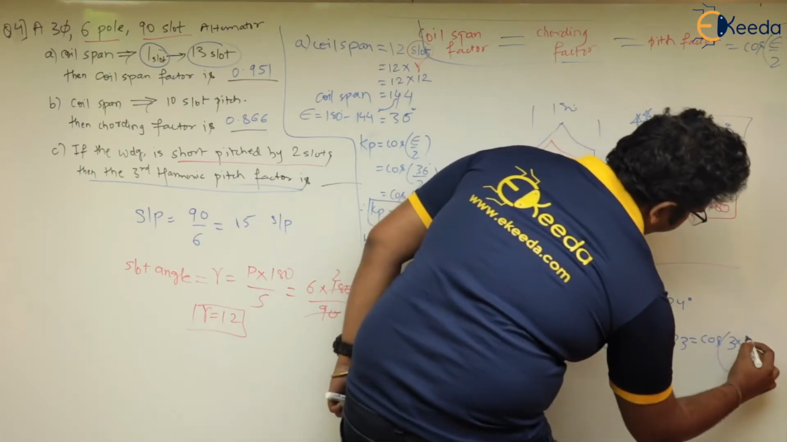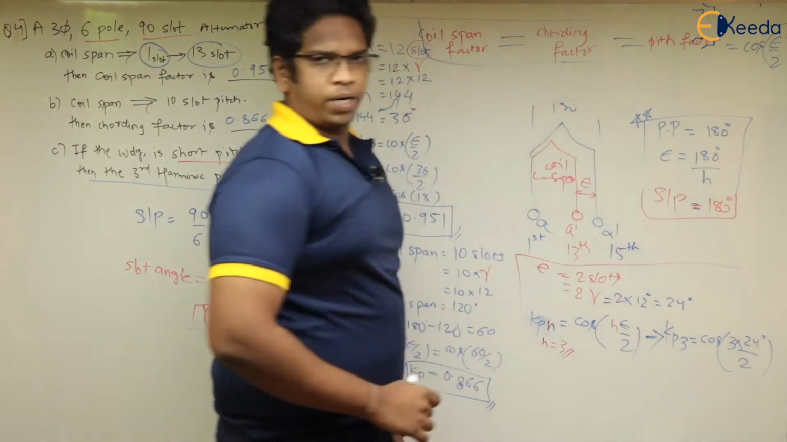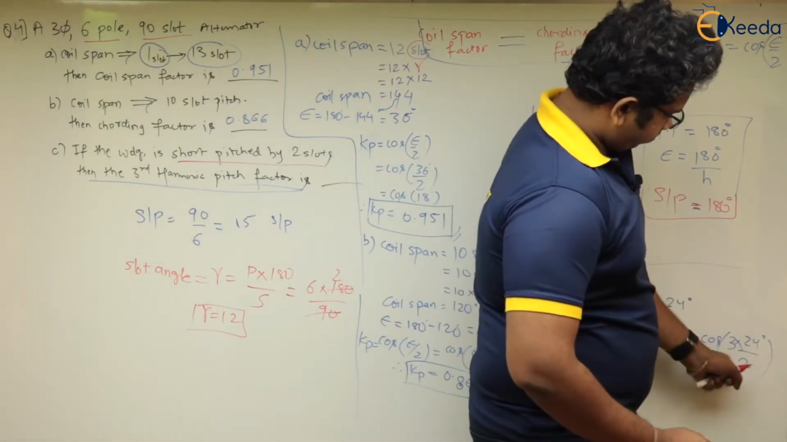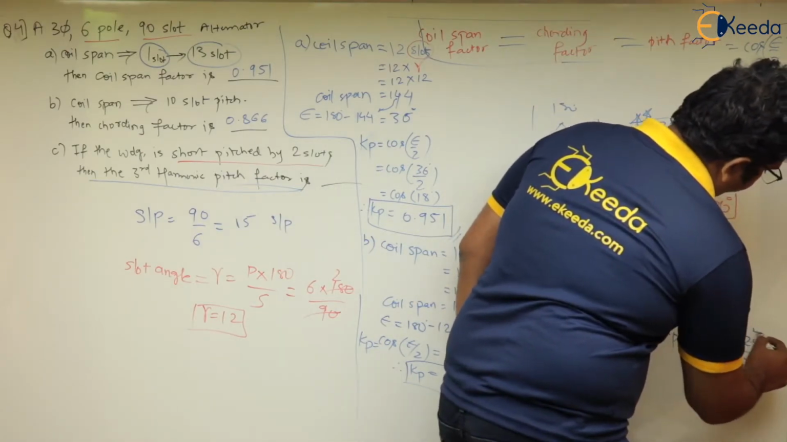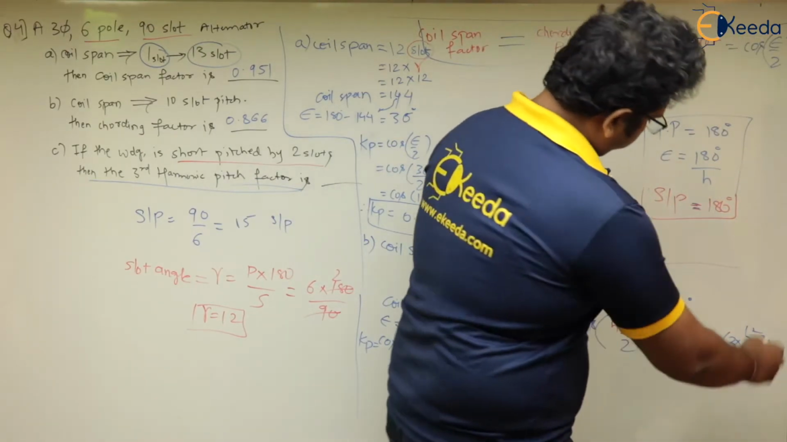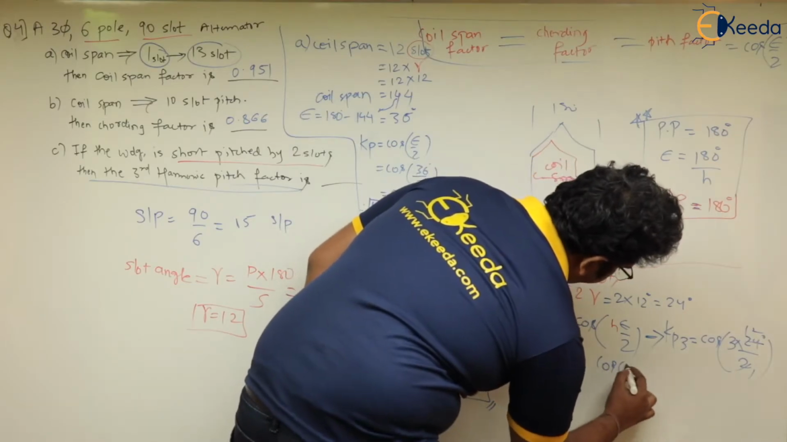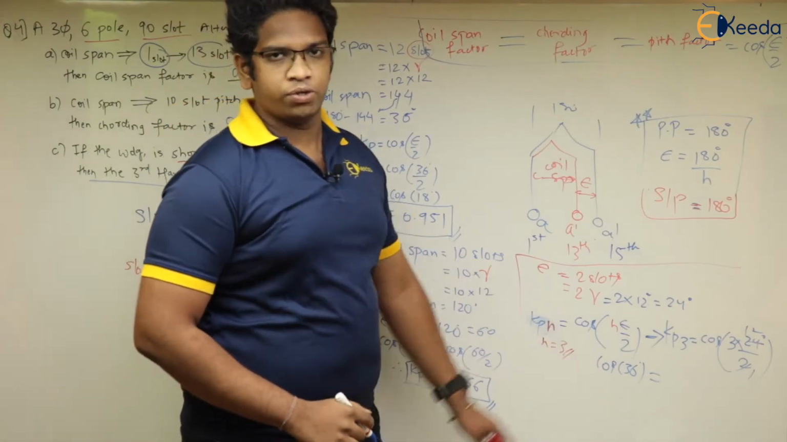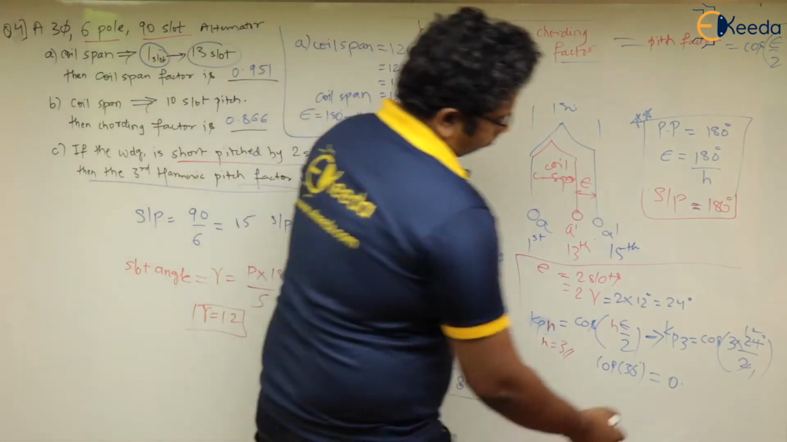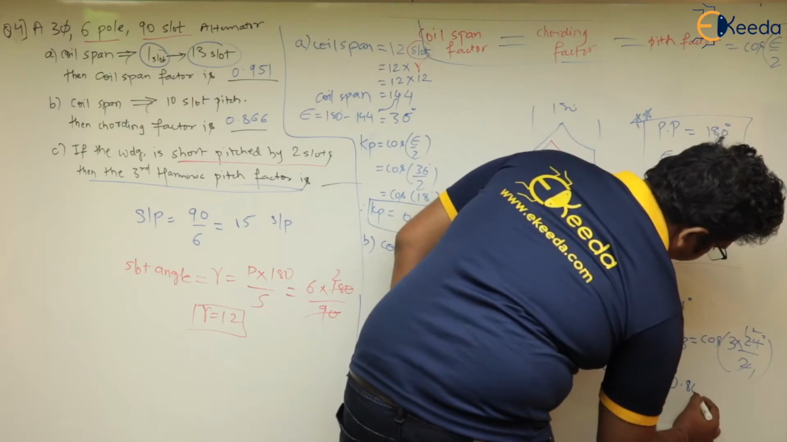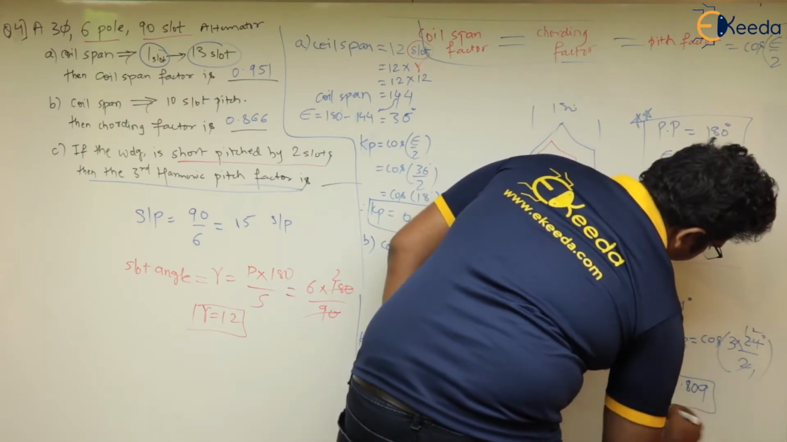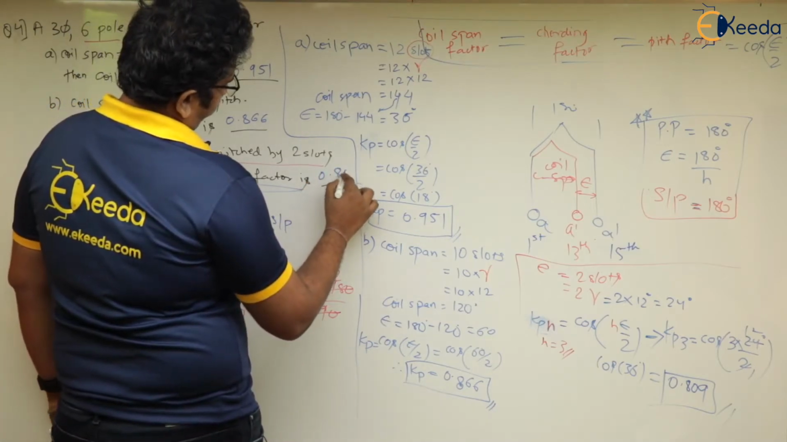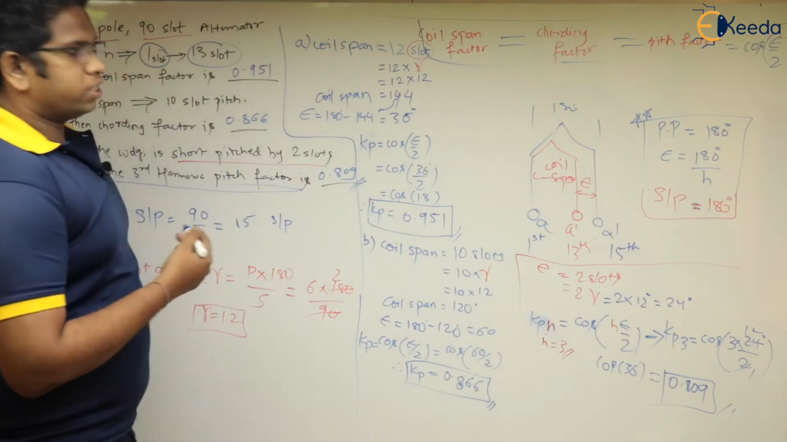How much is epsilon? 24 degrees. 24 by 2 gives 12, and 3 times 12 is 36. So it is going to be cos of 36 degrees, which is equal to how much? After solving this, you get 0.809. This is Kp3, which is 0.809. All the 3 answers you have got.